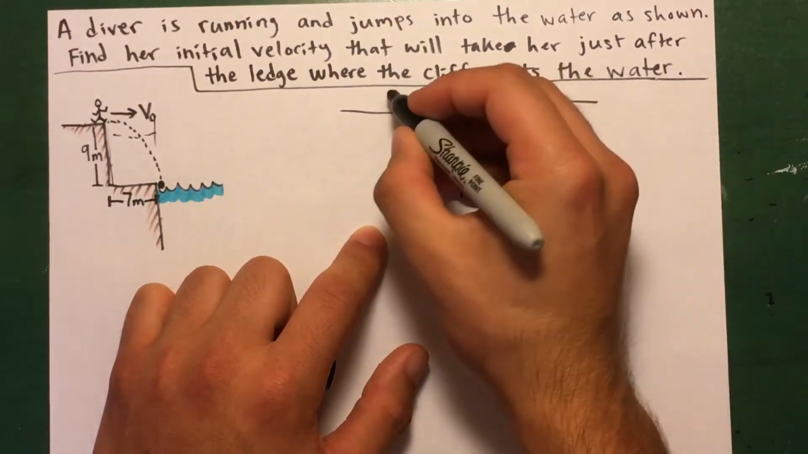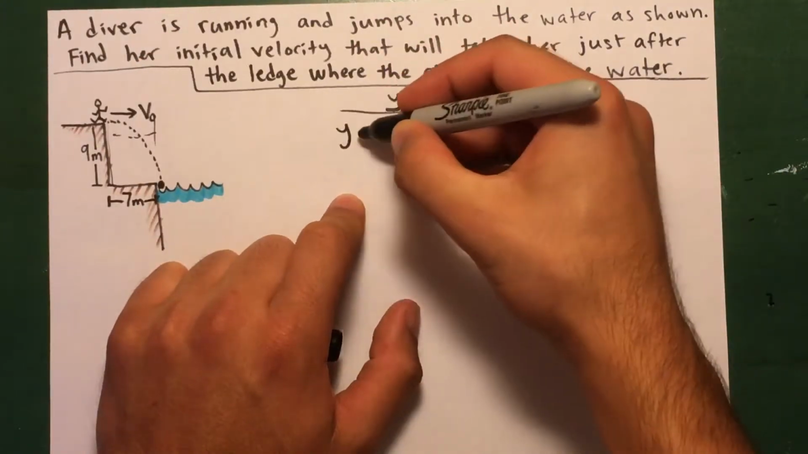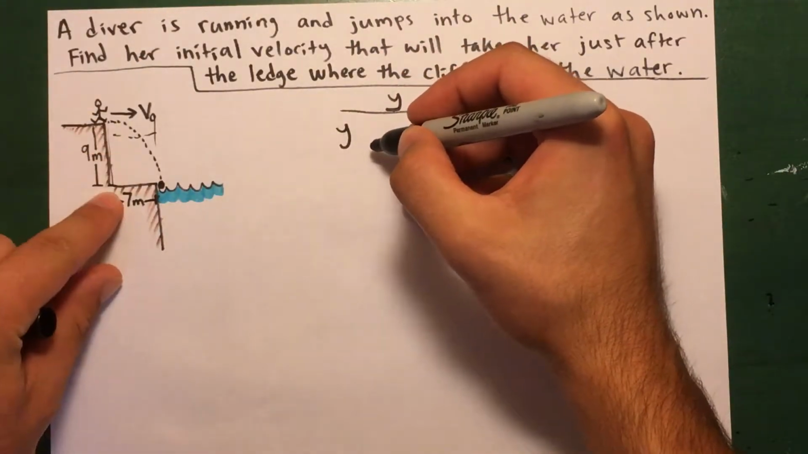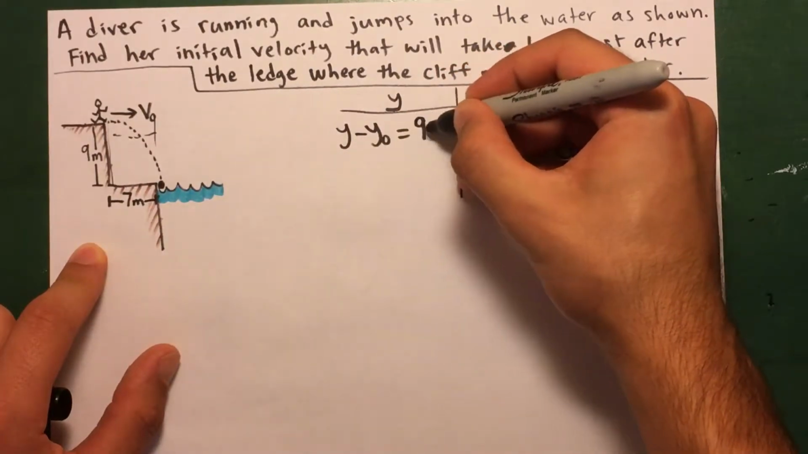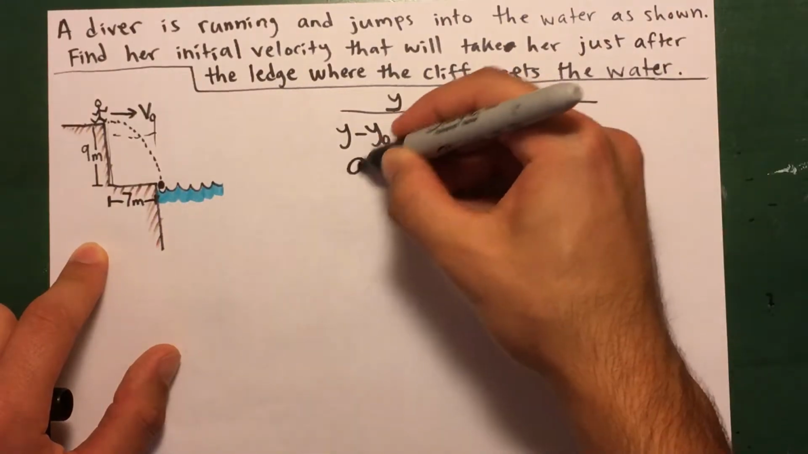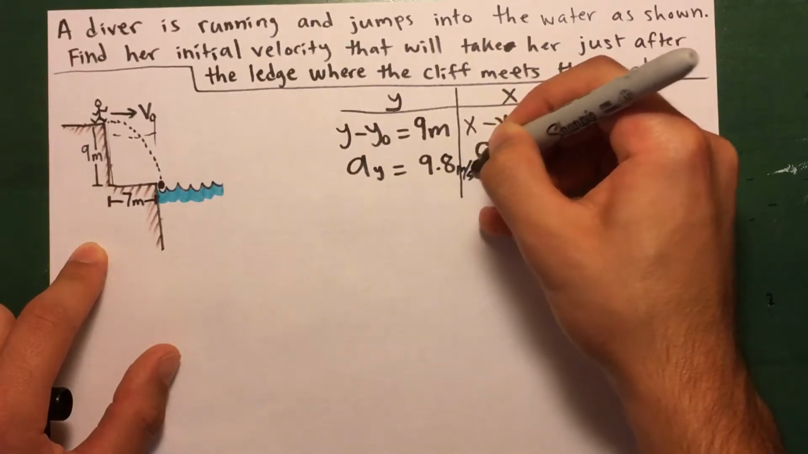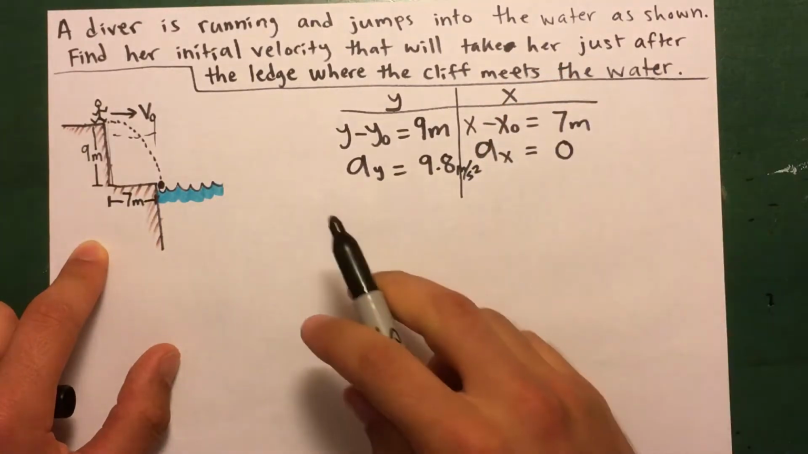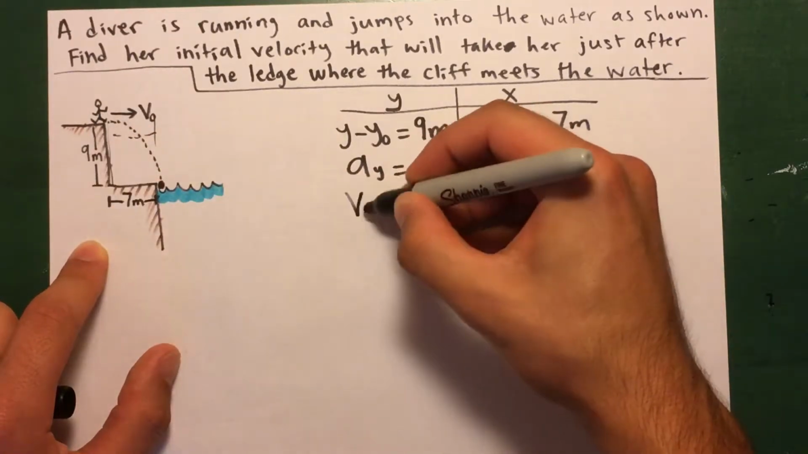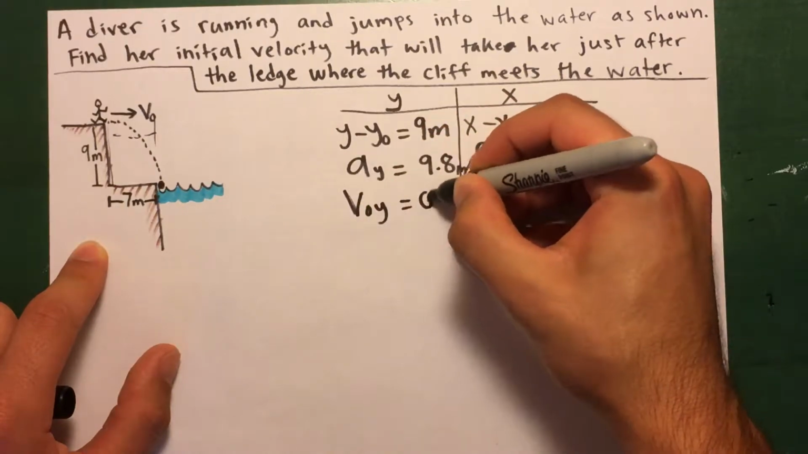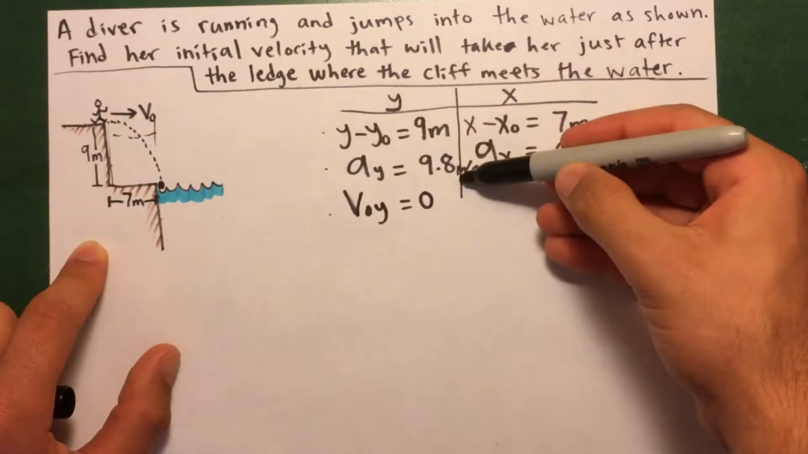That's it for the x. Anything that we know in terms of y? The y displacement is 9 meters, so y minus y0 is equal to 9 meters. What else do we know? Acceleration due to gravity is 9.8 meters per second squared. We also know that the initial velocity in the y direction, v0y, is 0. And that's it.